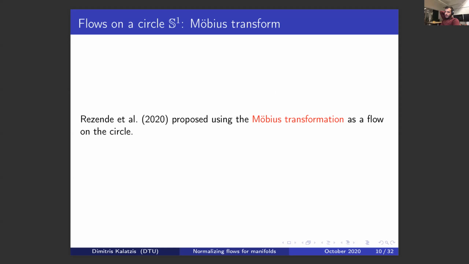So in the paper, Normalizing Flows on Tori and Spheres, Resende and collaborators proposed using the Mobius transform as a flow on the circle. So let's see what this is.